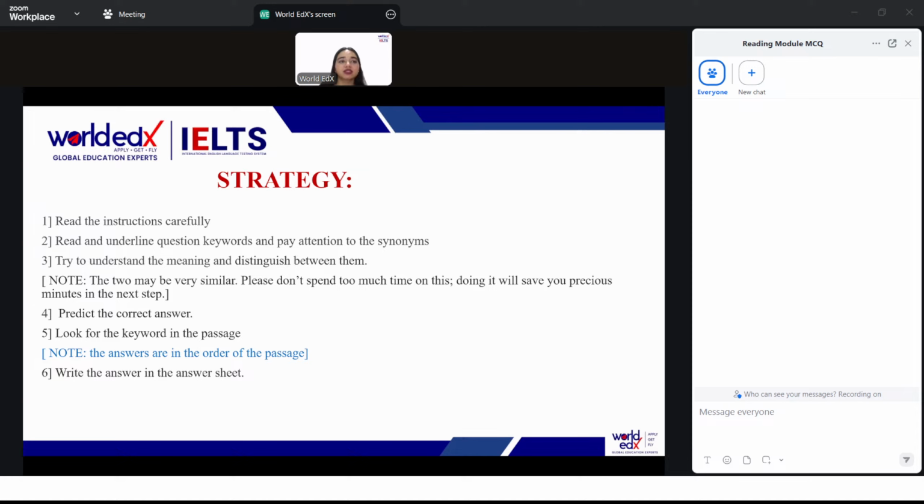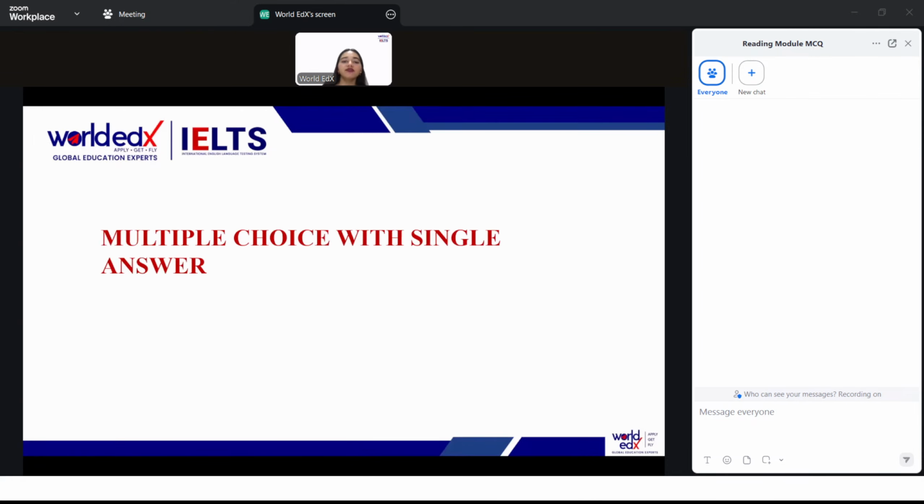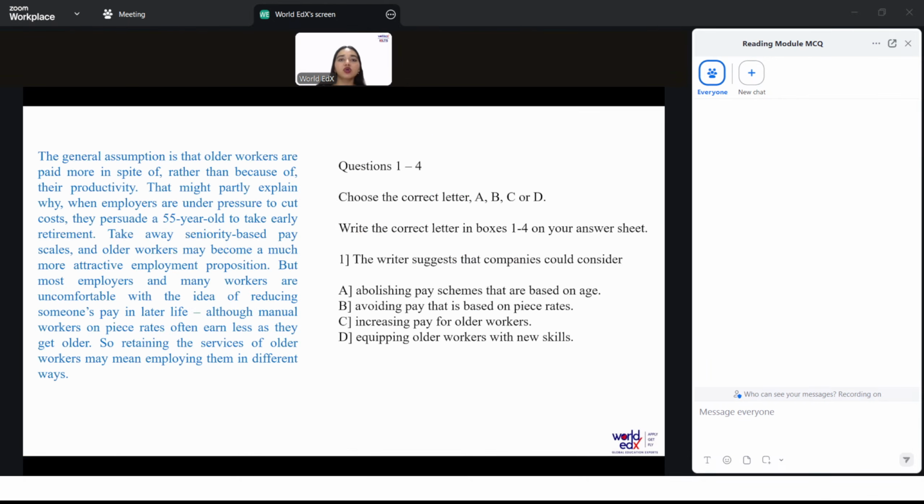And then you are left with some options where you just have to read and find it out. So these are some strategies that you can do. Now you have different kinds of questions like multiple choice with single answer. If you look over here, it says choose the correct letter A, B, C or D. It means out of 4, you can just choose the correct letter.